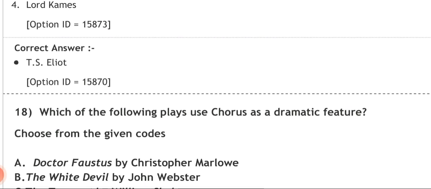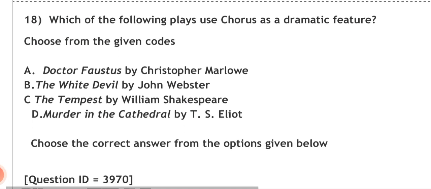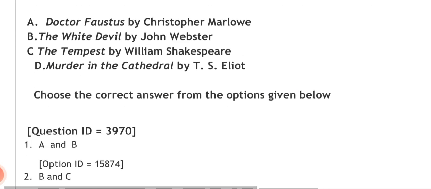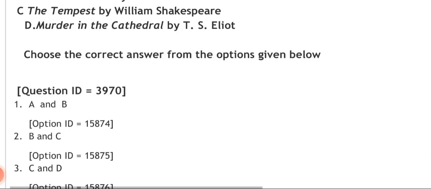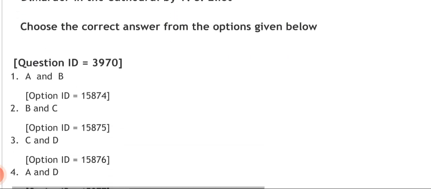Options: A, Dr. Faustus by Christopher Marlowe; B, The White Devil by John Webster; C, The Tempest by William Shakespeare; D, Murder in the Cathedral by T.S. Eliot. So which one will be the correct one? Tell me. Have you decided? Okay, let me show you. The answers are A and B, B and C, C and D, A and D. So which one is correct? The answer is A and D, meaning Dr. Faustus and Murder in the Cathedral by T.S. Eliot. Let's go on.